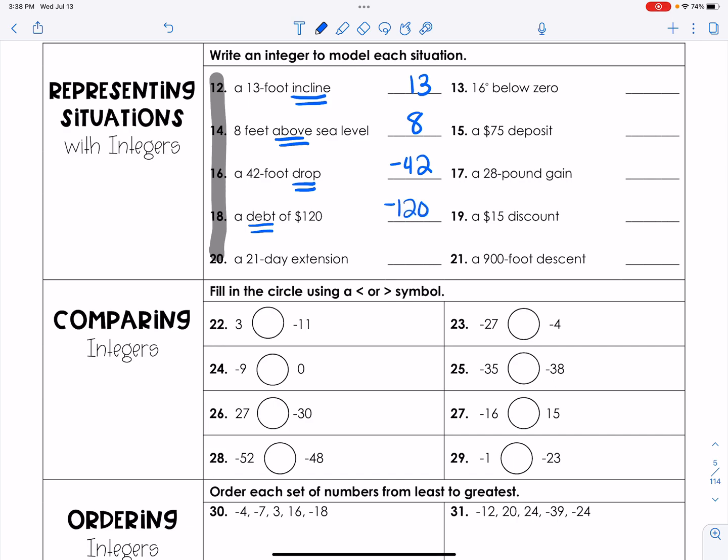And a 21-day extension. This is where, as you're doing your homework, if you're getting stuck, go ahead and find those words and ask one of your parents or your sister, does this mean positive or negative? If you get an extension, you get extra time. You get time added, so that's going to be a positive. But sometimes the words they use can be confusing, so if you need to ask somebody the definition of them, please do.